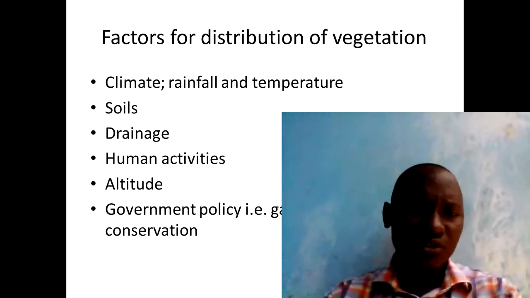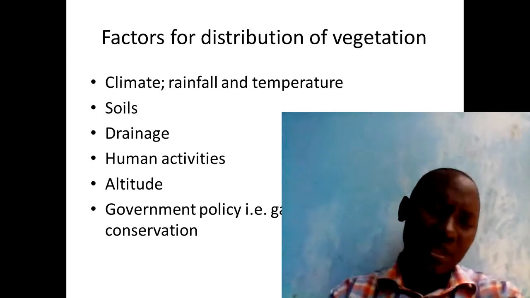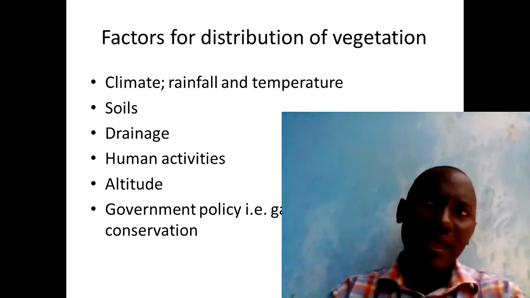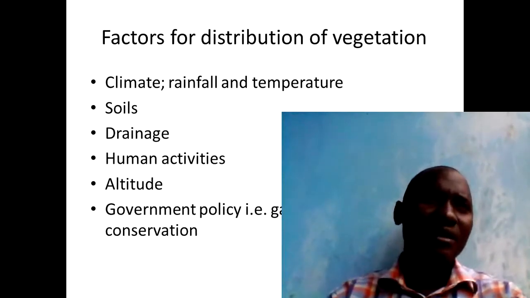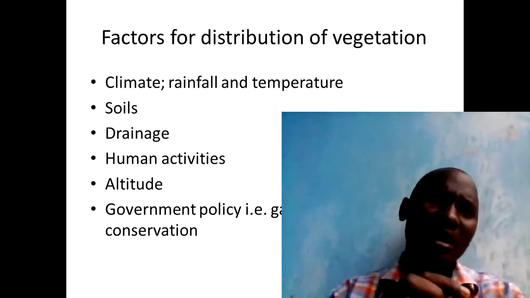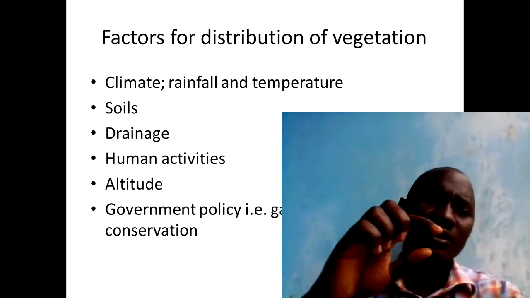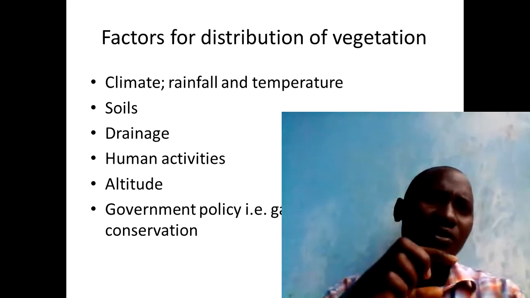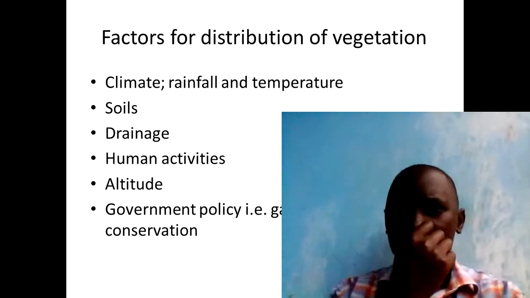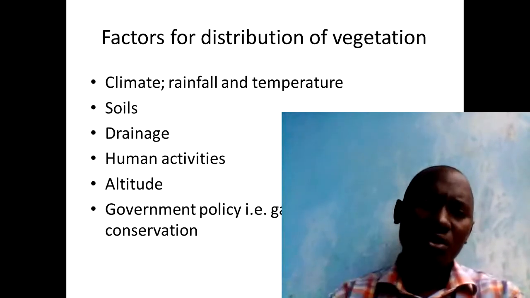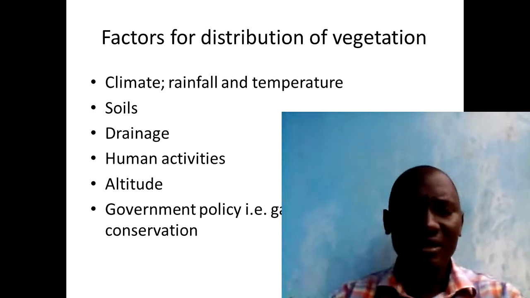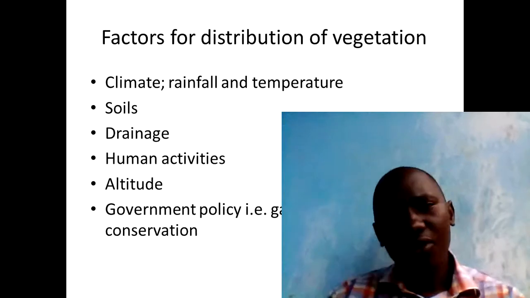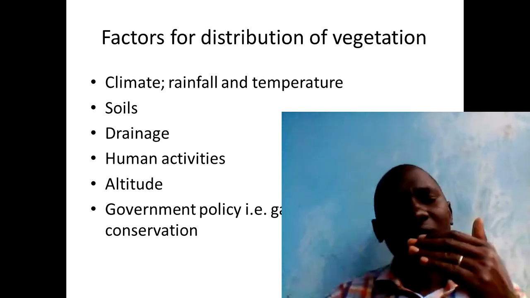The other factor, of course, is altitude. Under altitude here we are looking at height above sea level. Height above sea level is very important because it influences the vertical distribution of temperature. That's why we say that the higher you go, the cooler it becomes. But we have said that for vegetation to grow luxuriant, there must be sufficient temperature and sufficient rainfall. So the rainfall and the temperature vary with the height above sea level.